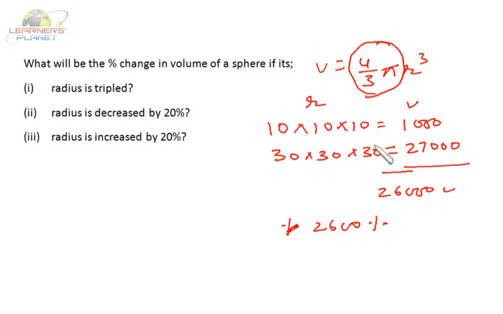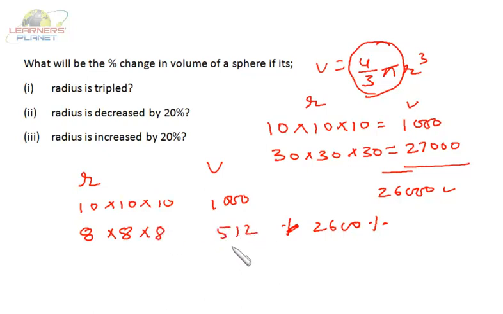Okay. Now in this case the radius is decreased by 20%. Now let's take radius and volume. 10 into 10 into 10, and the volume is 1000. Now radius is decreased by 20%. That means the new radius is 8 into 8 into 8. It's 512. That is 8 cube. Now what is the difference? It is 488. Okay.